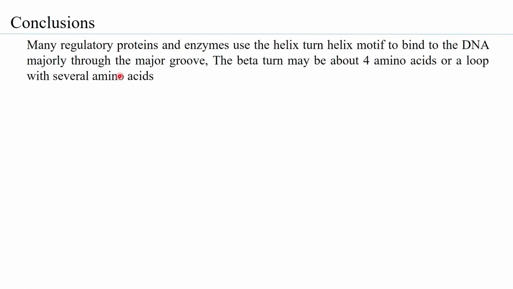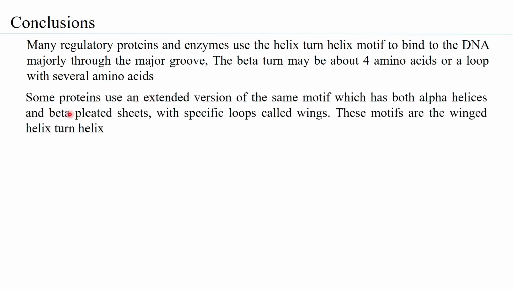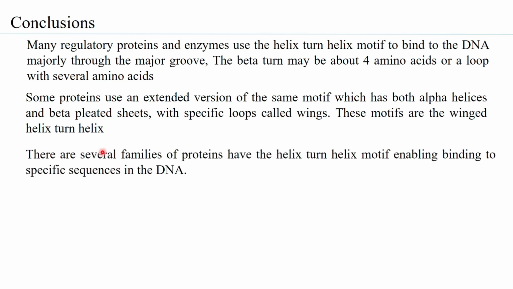So let us conclude. Many regulatory proteins and enzymes use the helix-turn helix motif to bind to the DNA majorly through the major groove. The beta turn may be just 4 amino acids or a loop with several amino acids. Some proteins use an extended version of the same motif, which has both alpha helices and beta pleated sheets. So we are talking about the winged helix-turn helix with specific loops called wings. These motifs are the winged helix-turn helix.